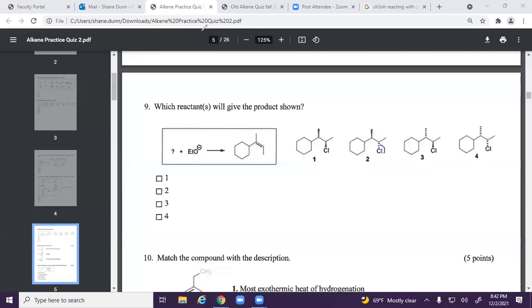So this guy right here is going to leave, correct? Okay. So he's going to form a positive charge. ETO is negatively charged. So he's going to want a hydrogen, correct? He's going to want a positively charged hydrogen. This is a bulky base. And bulky bases form double bonds, right? It's an example of an E2 reaction.